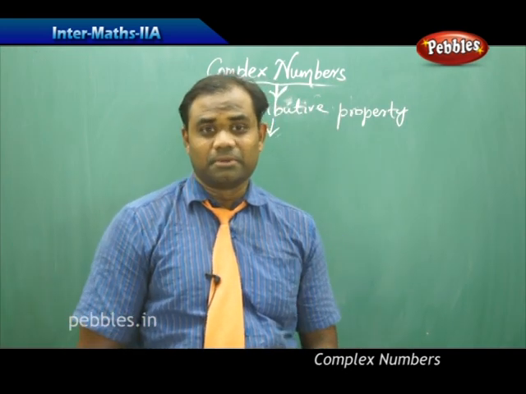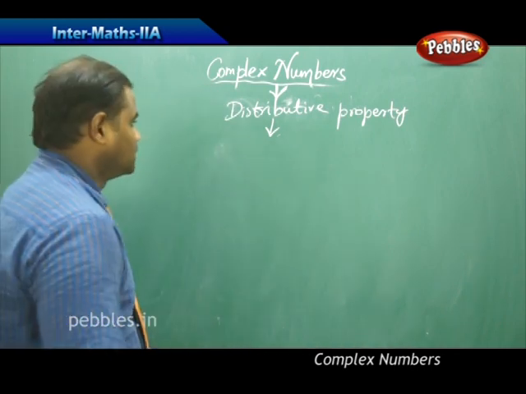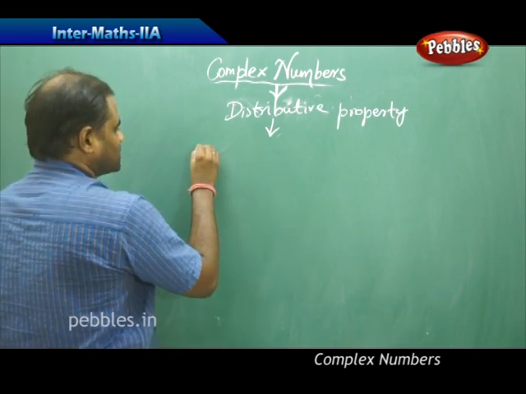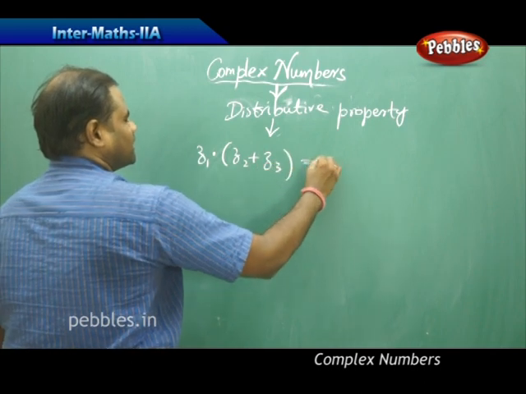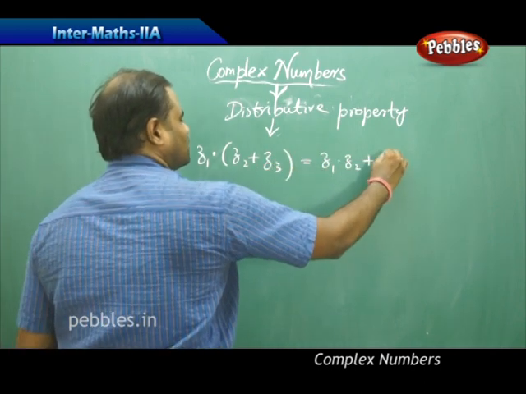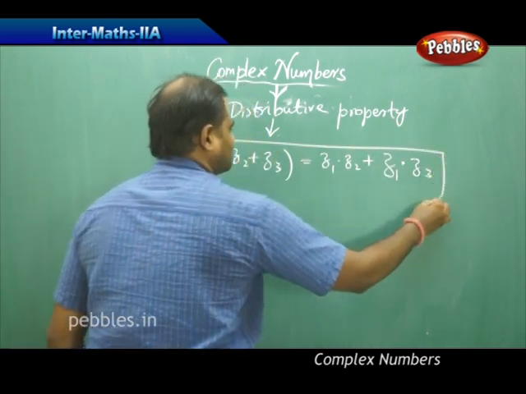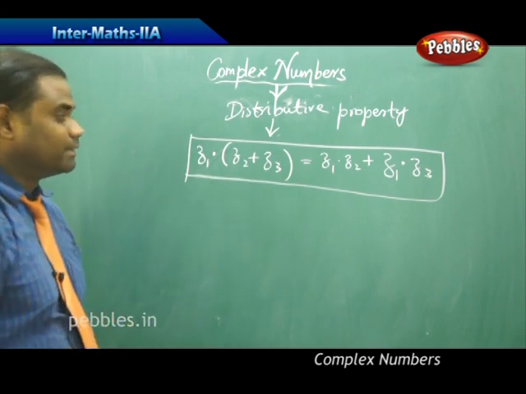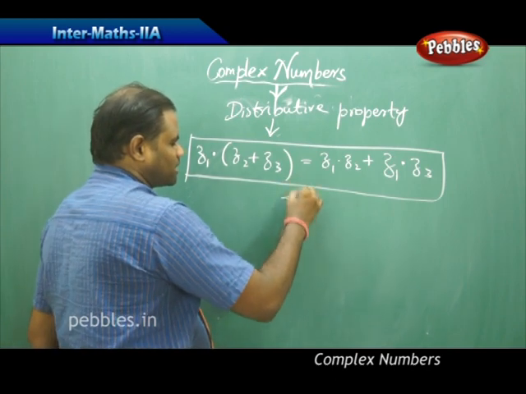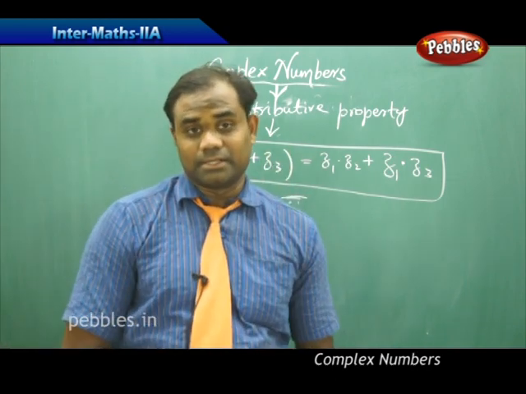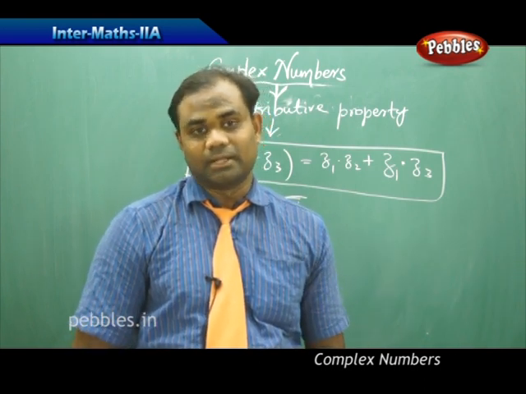So next is the distributive property, which is a combination of both addition and multiplication. The distributive property says that if I have z1 dot (z2 plus z3), then this is z1 dot z2 plus z1 dot z3. This is how I identify the distributive property under addition and multiplication. This very much holds in the case of complex numbers, as can be proved with various examples. So the distributive property holds in the set of complex numbers.